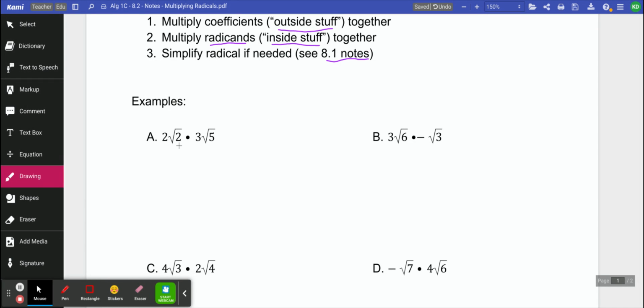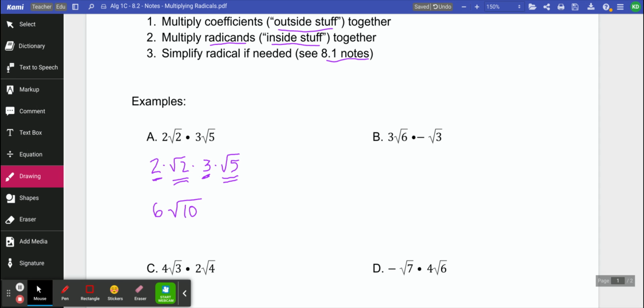If I look at our first example, because that's really it for the actual process, we have 2 radical 2 times 3 radical 5. What we need to remember is that even within 2 radical 2, this really means 2 times radical 2 times 3 times radical 5. I could write these all together with multiplication dots in between, which allows me to multiply stuff in any order. So I can do 2 times 3, our outside stuff, is 6. And then radical 2 times radical 5 is radical 10.